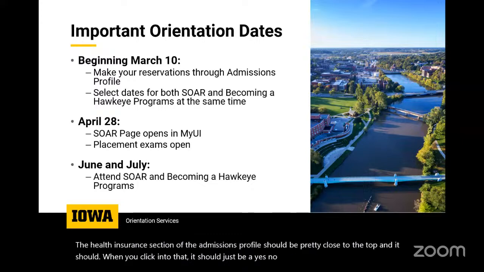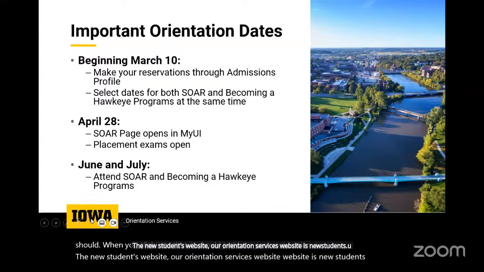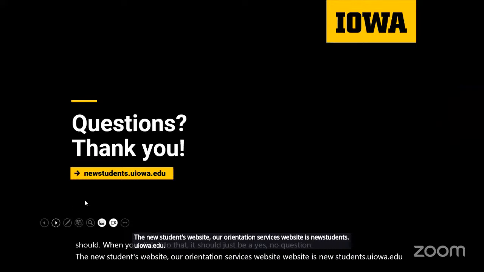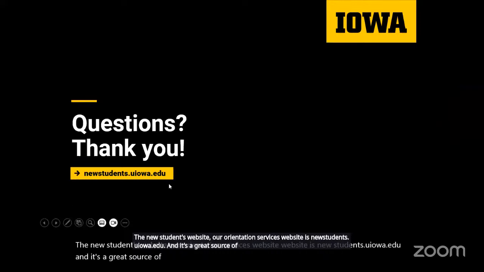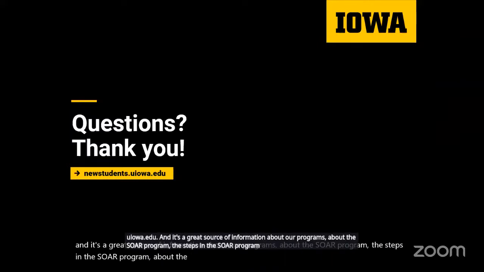The new students website, our orientation services website, is newstudents.uiowa.edu. It's a great source of information about our programs, about the SOAR program, the steps in the SOAR program, about the Becoming a Hawkeye program, as well as placement tests.